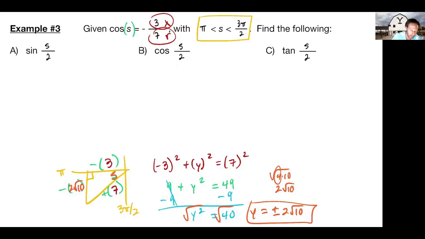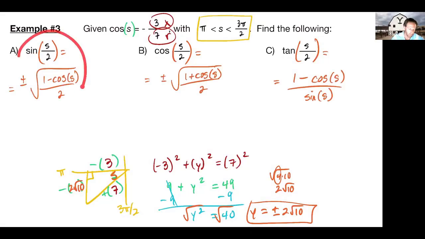And now we have everything we need for that angle S. But the problem is every single one of these parts, A, B, and C, wanted us to find S over 2. Does that mean we actually want to find S and then take half of it and then try to evaluate? No, we don't have to do all that work. We can actually just rewrite our half angle formulas for each sine, cosine, and tangent. So I'll do that now. So for sine, we don't have an option. Cosine, we don't have an option. But for tangent, we do.